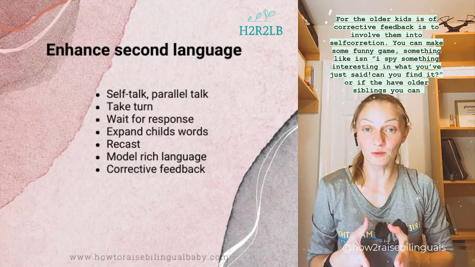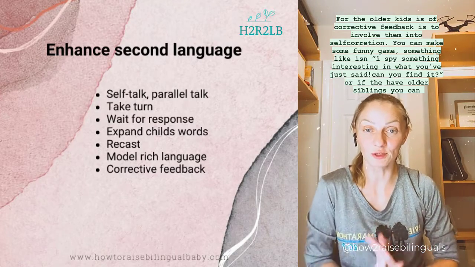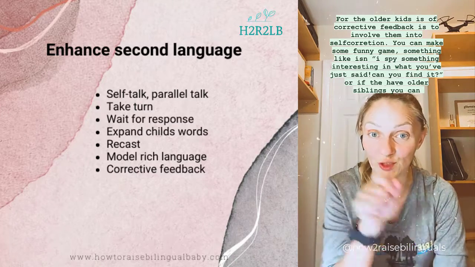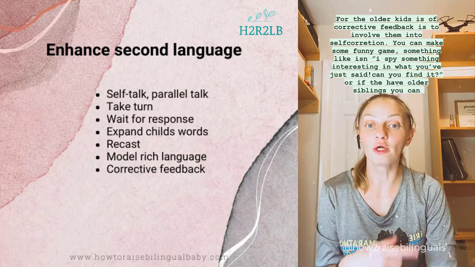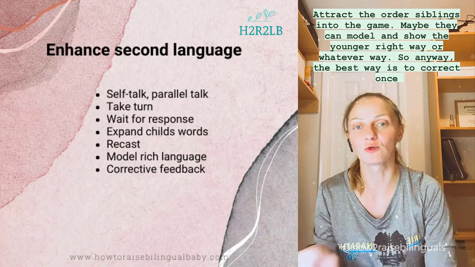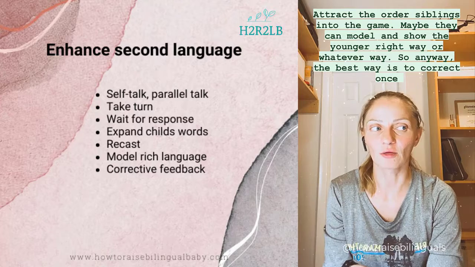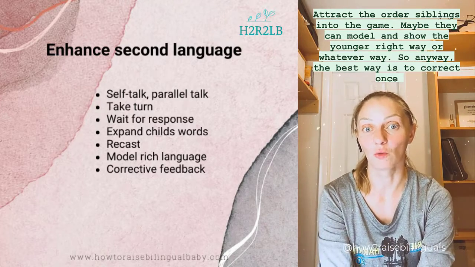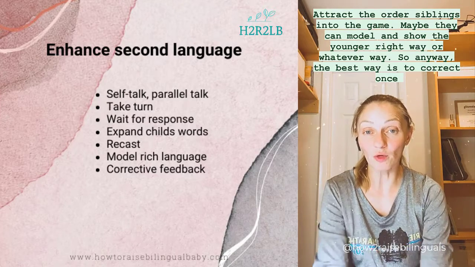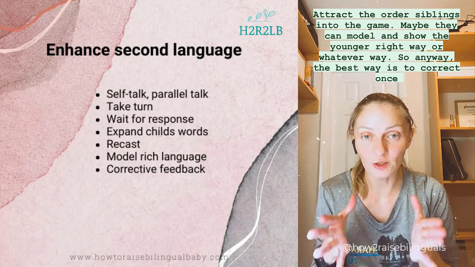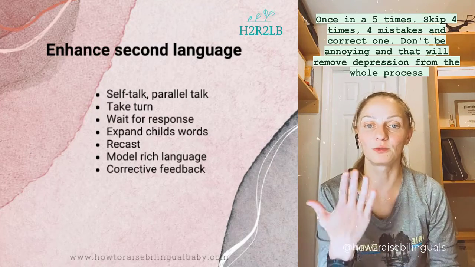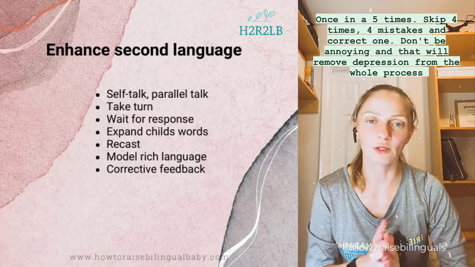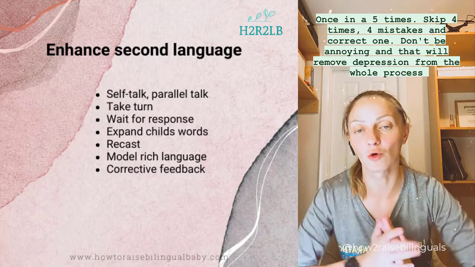For the older kids, the best way of corrective feedback is to involve them in self-correction. You can make a funny game, something like, I spotted something interesting in what you just said, can you find it? Or if they have older siblings, you can bring those older siblings into the game, and maybe they can model and show the younger one the right way. So anyways, the best way is to correct once in five times. So skip four mistakes, and correct one. Don't be annoying, and that will remove the depression from the whole process.